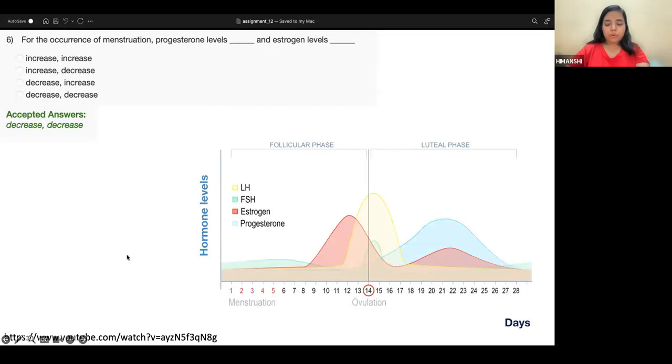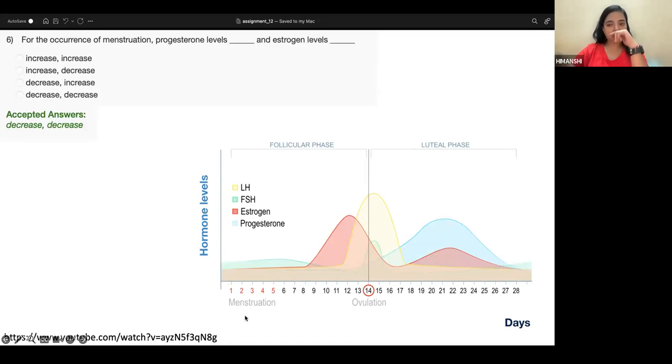The correct answer is for the occurrence of menstruation, progesterone levels decrease and estrogen levels also decrease. So what happens is menstruation occurs here. This is the overall distribution of hormones. LH is luteinizing hormone, FSH is follicle stimulating hormone. This is estrogen and this is progesterone. So you can see that menstruation is happening here, right?